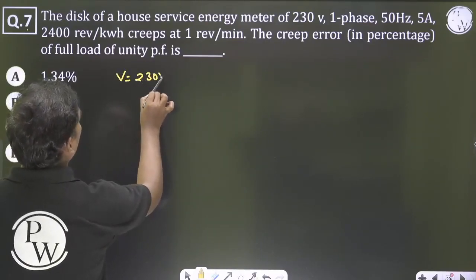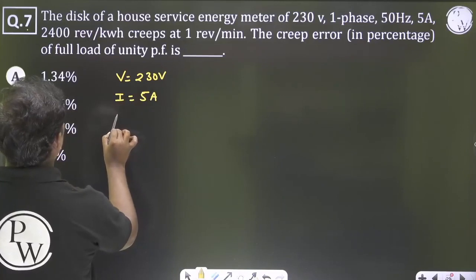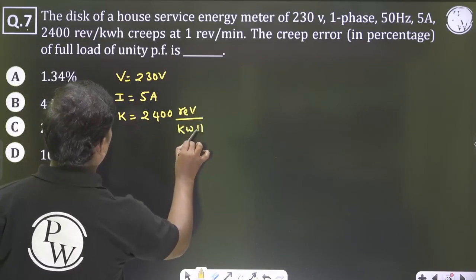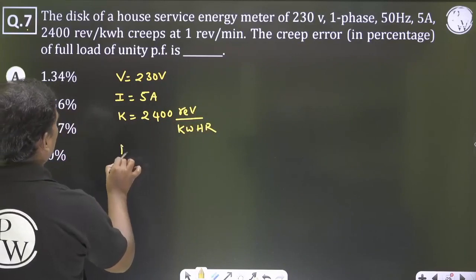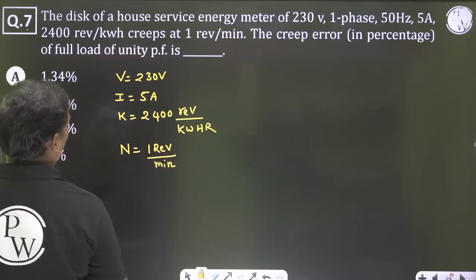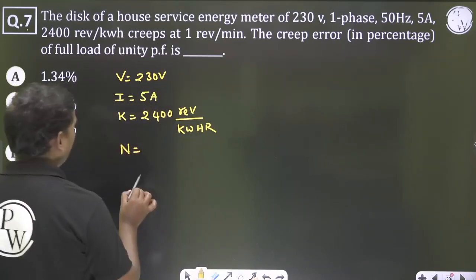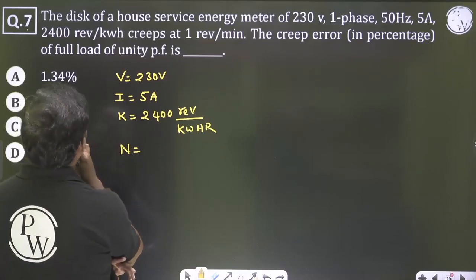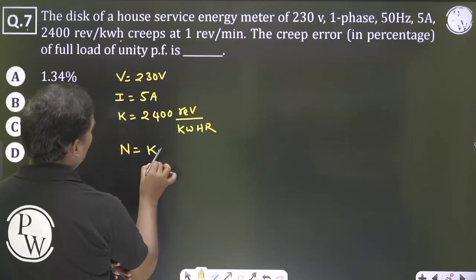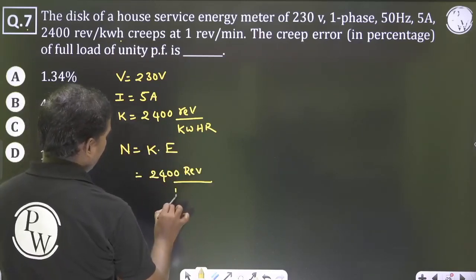V is given as 230 volts, frequency 50, current is equal to 5 amperes. K is equal to 2400 revolutions per kilowatt hour, and creep is 1 revolution per minute. I think from this we can find out the K, right? Unity power factor. If you take 1 hour, N is equal to K into E. So what is K? K is equal to 2400 revolutions per kilowatt hour.